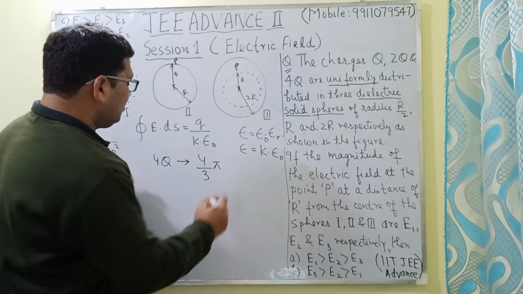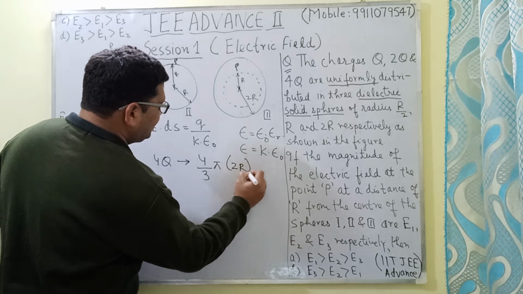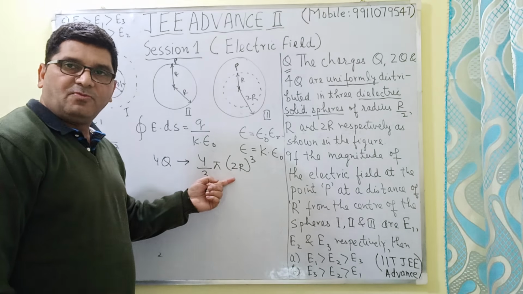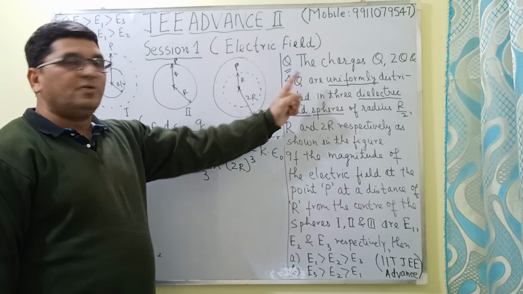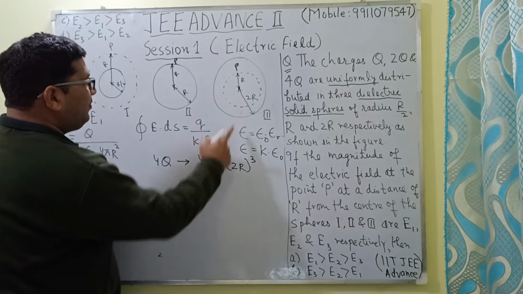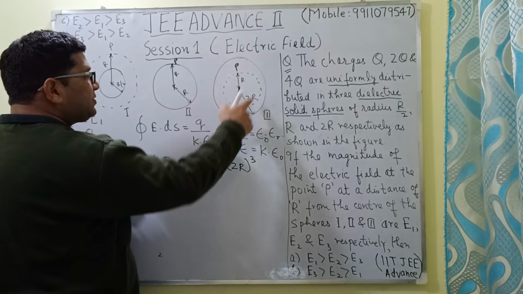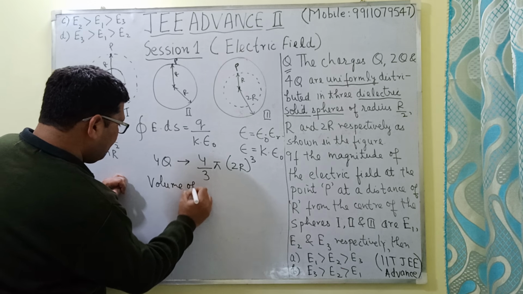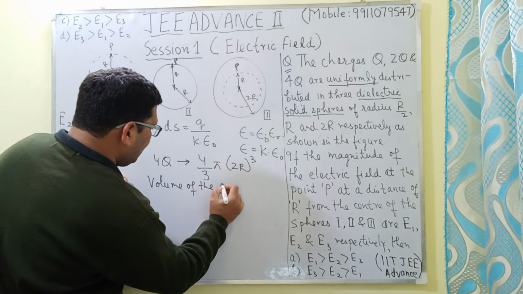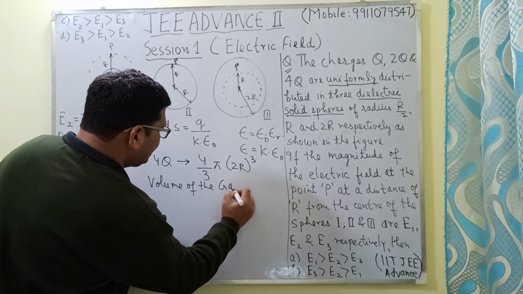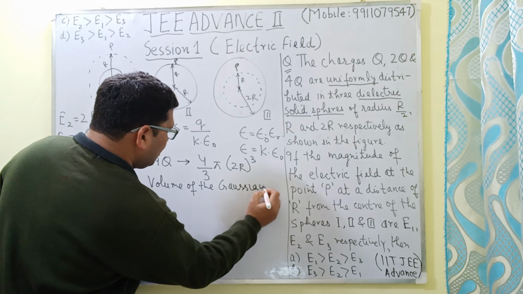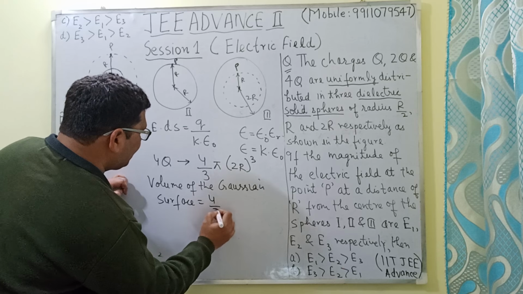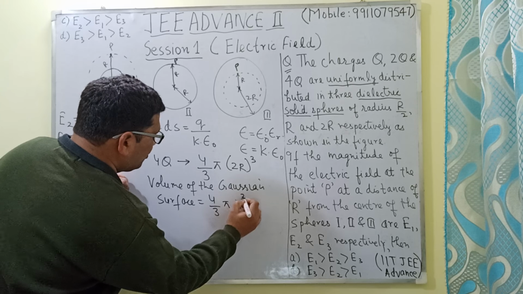Here the radius is given by 2r. So this is the radius, and this is the total volume of the sphere, and this 4q charge is distributed in this volume uniformly. So I have to find now the volume of the Gaussian surface, which is equal to 4 by 3 pi r cube.